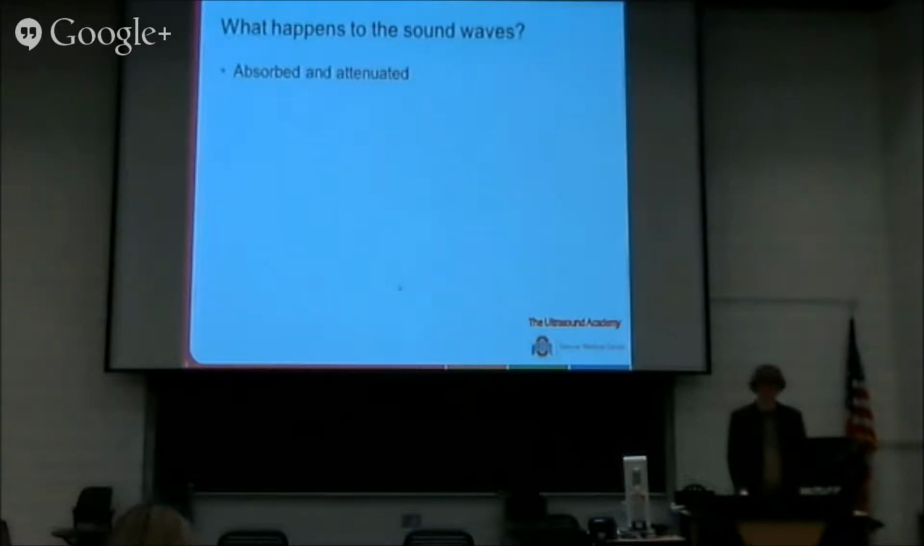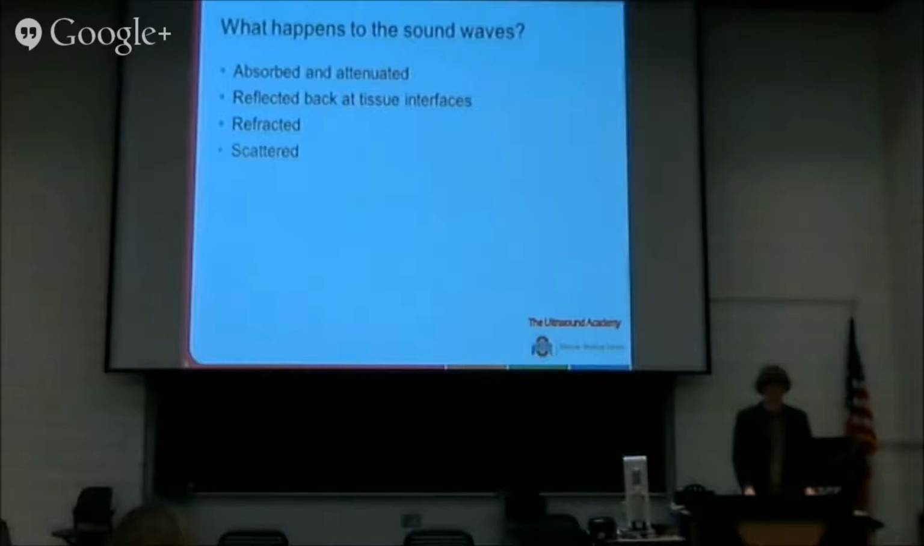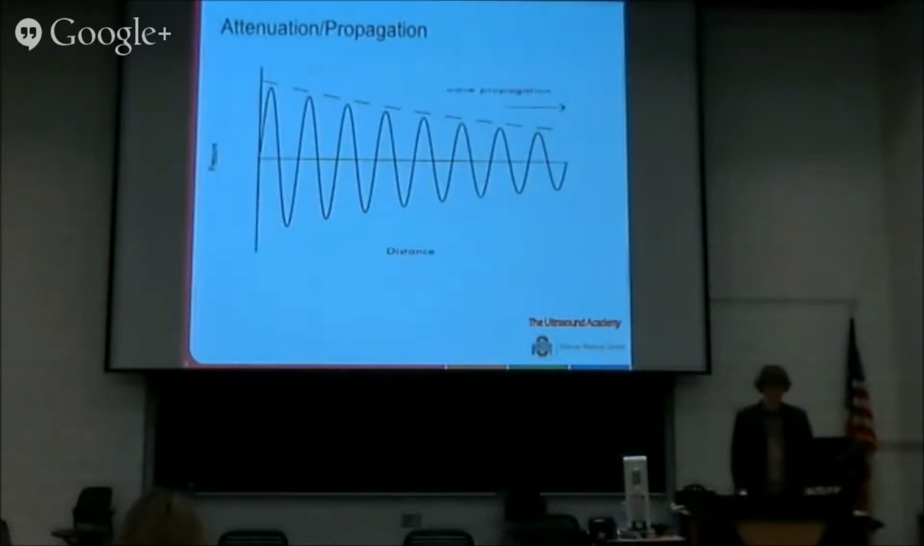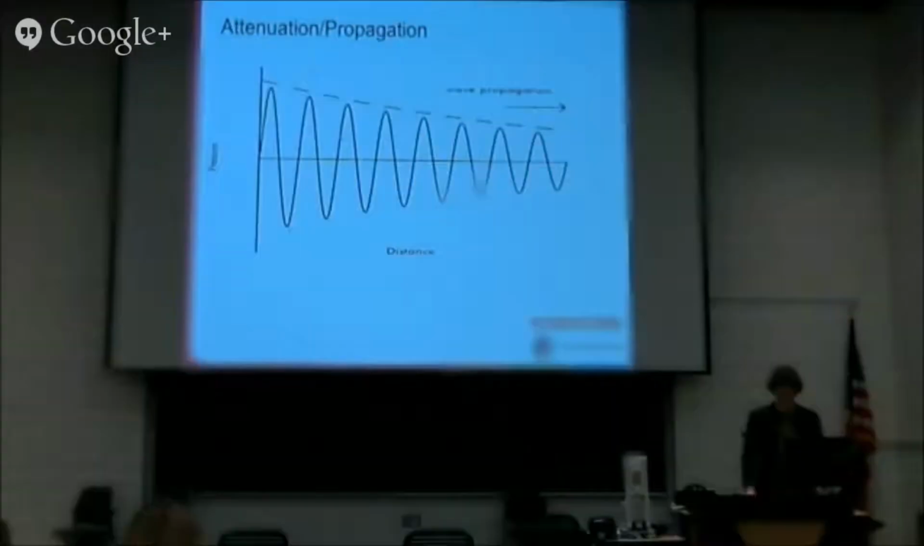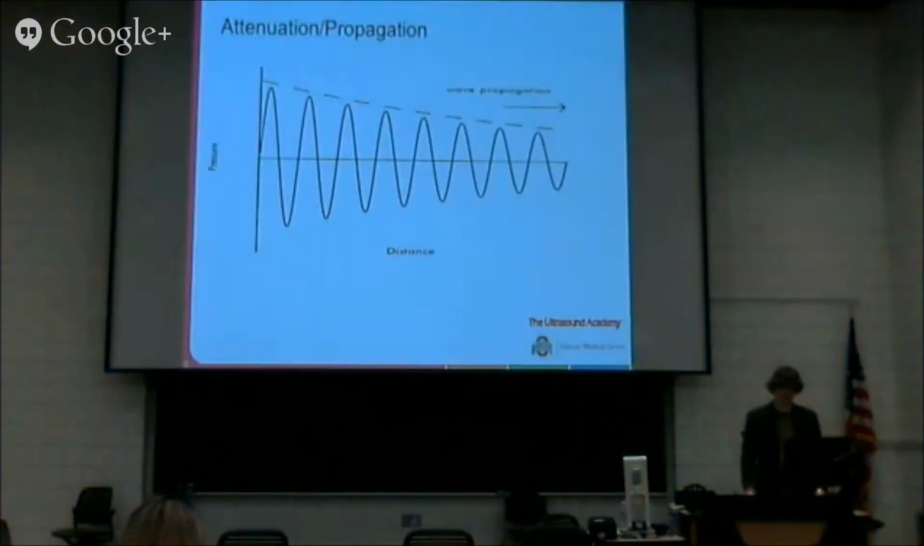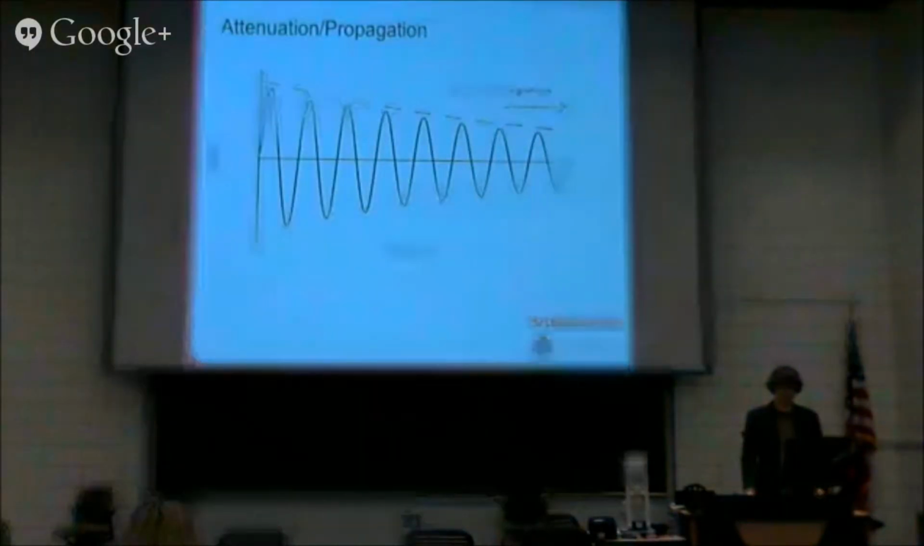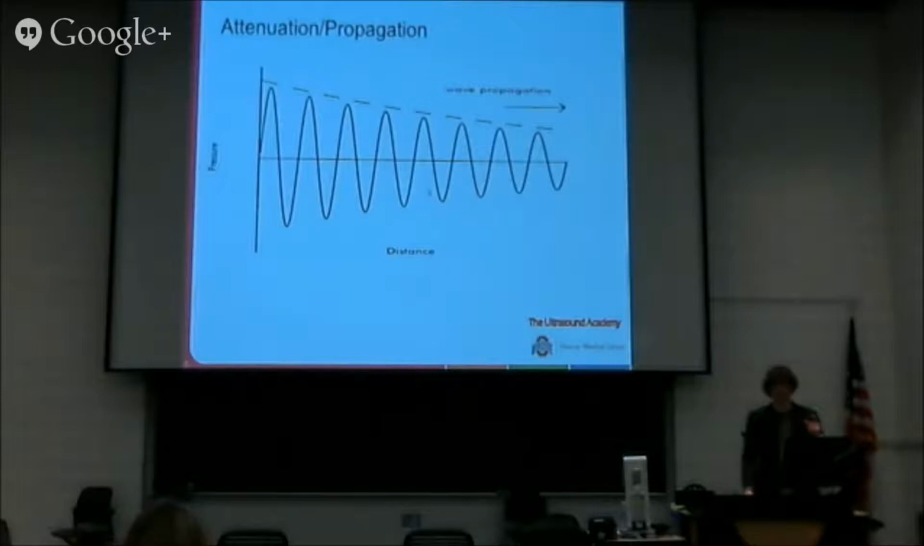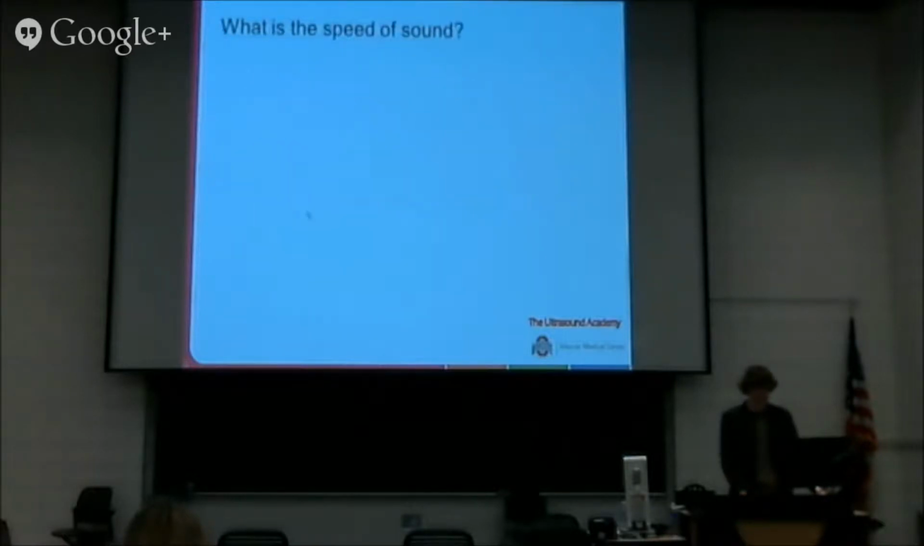The ultrasound waves can be absorbed or attenuated. They can be reflected back when there's a difference in the tissue at tissue interfaces. They can be refracted between different tissues, and the waves can be scattered as well. So, a brief overview of a sound wave. The sound wave propagates in a direction. We call that wave propagation. And over a certain distance, it's going to attenuate, meaning that the amplitude, the strength of the signal, gets smaller, weaker, over a specific distance. So it's very important for what we're doing.